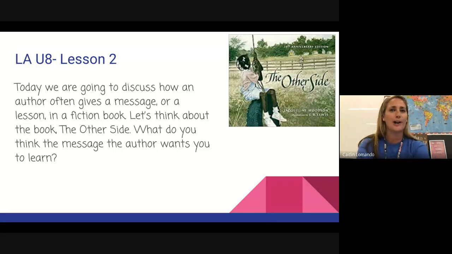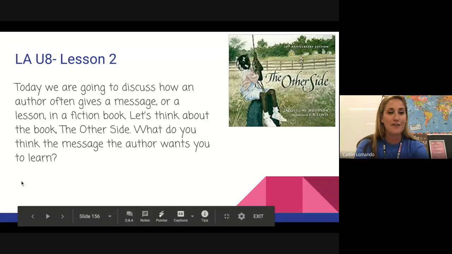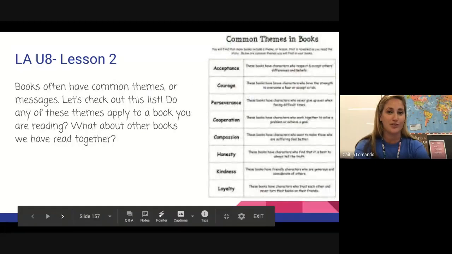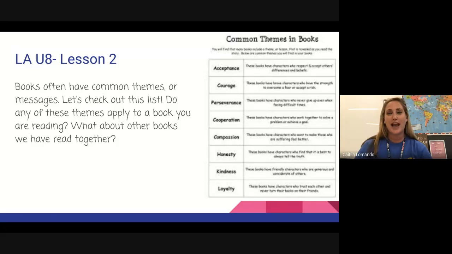But sometimes it's hard to determine the message or a theme of a book. So I have a few common themes in books that may help you when thinking about fiction books that you're reading. So here we have some common themes in books. Our first one is acceptance. Books that are about acceptance have characters that respect and accept others' differences and beliefs. We might say that could be a theme of The Other Side too.